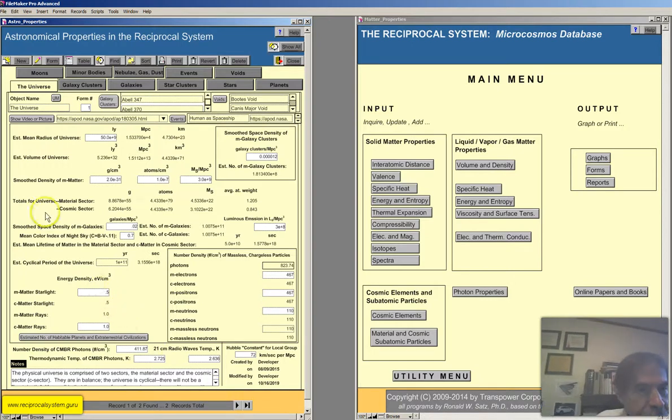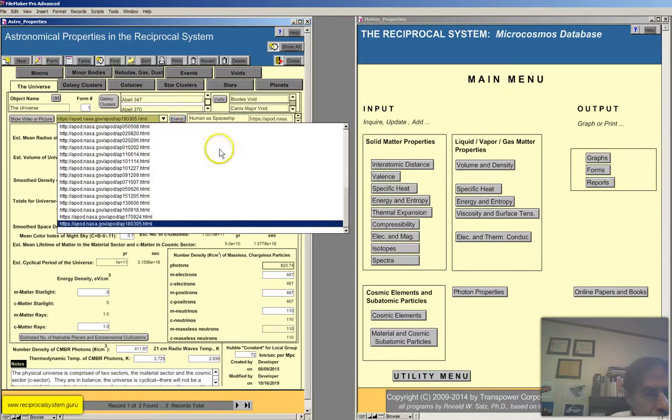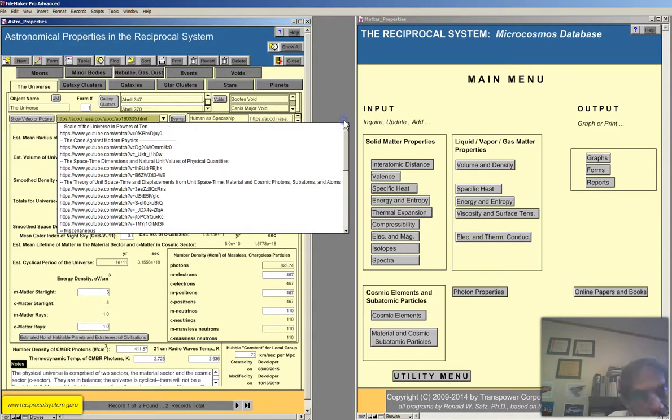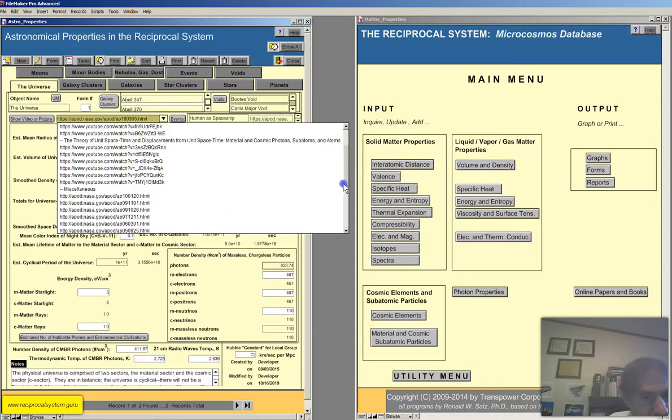All right, now let's get into some actual properties. Well, right here you show video or pictures, so here I have a list of things you can check on. These are all special files or videos. For example, space-time dimensions, natural unitized physical quantities, and so on. These are my papers here, which you can go to. And also, APOD is the astronomy picture of the day from NASA. It's public shared pictures and so on.